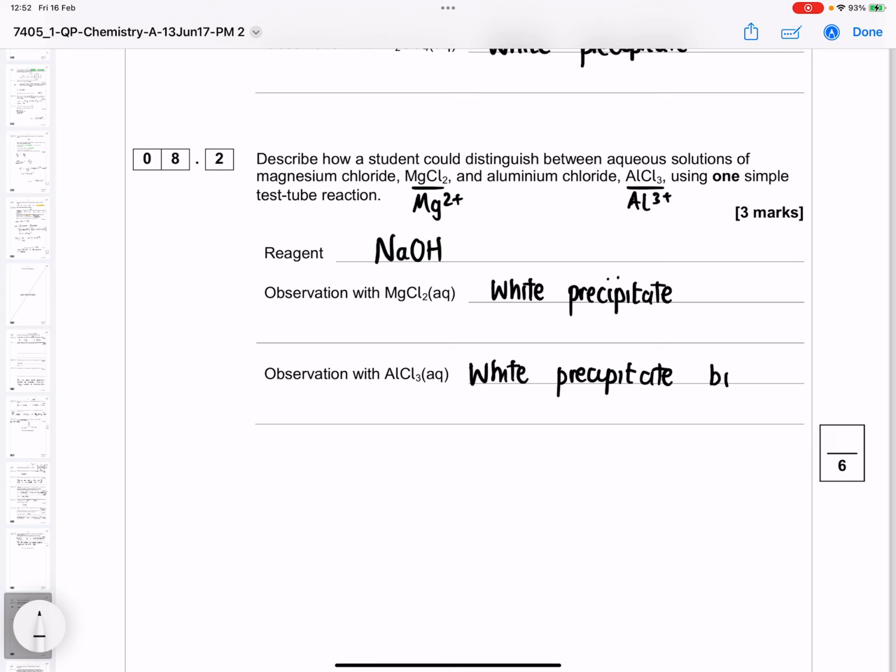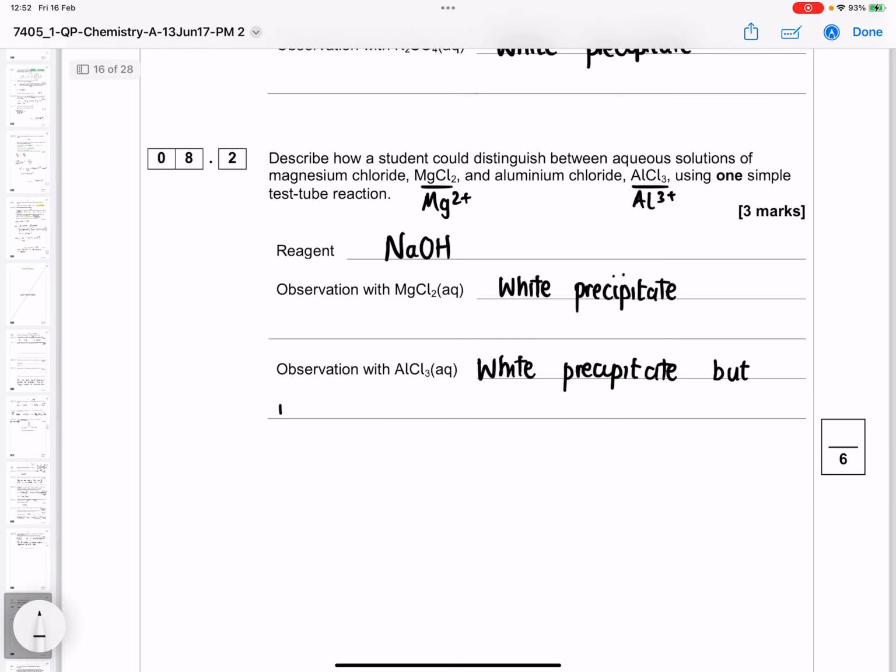But that white precipitate, aluminium hydroxide, is amphoteric. So if we keep adding that alkali, that sodium hydroxide, then it's going to redissolve to give a colourless solution. So we'll see a white precipitate, but then it will redissolve.